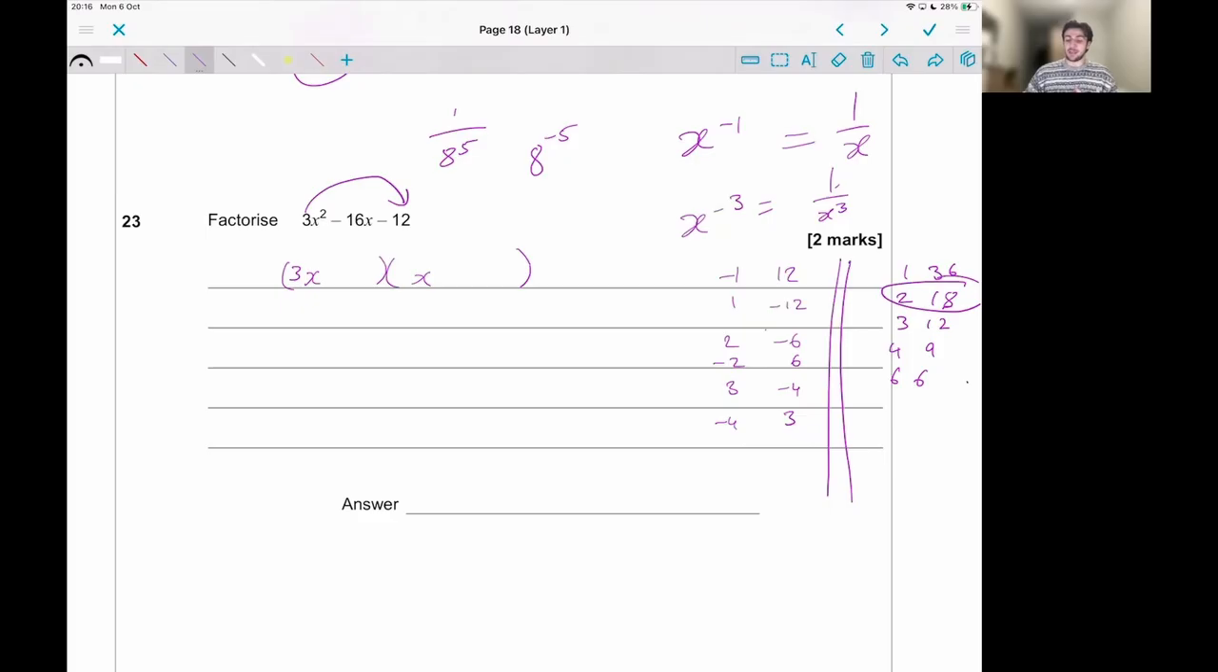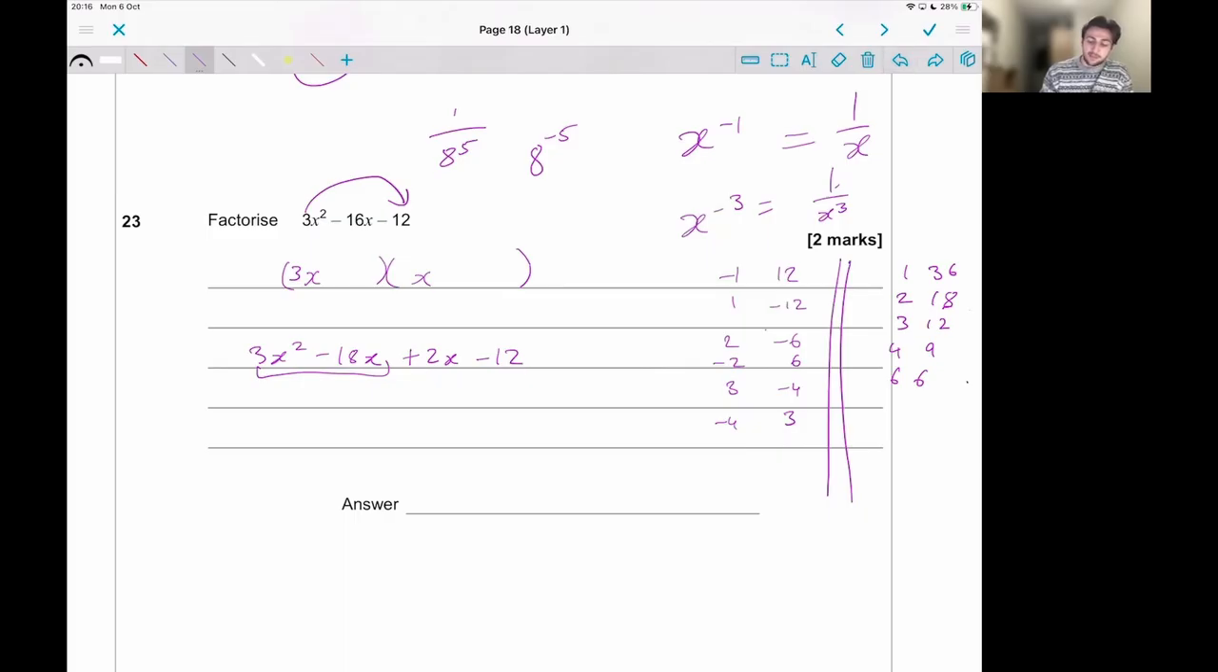But 2 and 18, if you make the 18 negative and the 2 positive, you'll get minus 16 out as we need. So then we can just write that down. So we can write 3x squared minus 18x plus 2x minus 12. And then we can look at factorizing this. So we factorize that first and then factorize that.